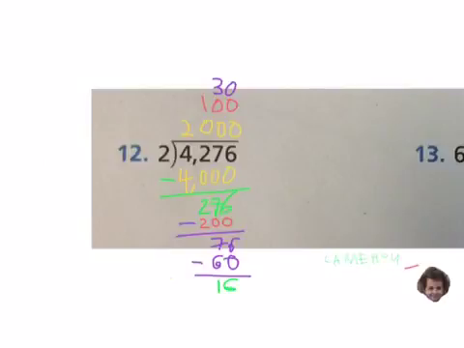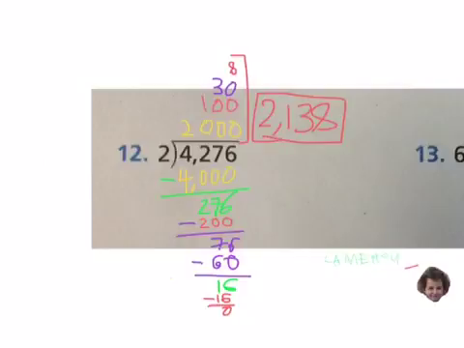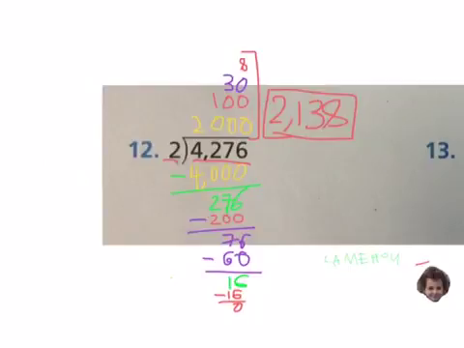So how many 2's in 16? 2 times 8 is 16. Subtract again, and you have nothing left to split up. So you're going to add your partial quotients. And the quotient is 2,138. So there are 2,138 2's in 4,276. So let's go on to the next one.